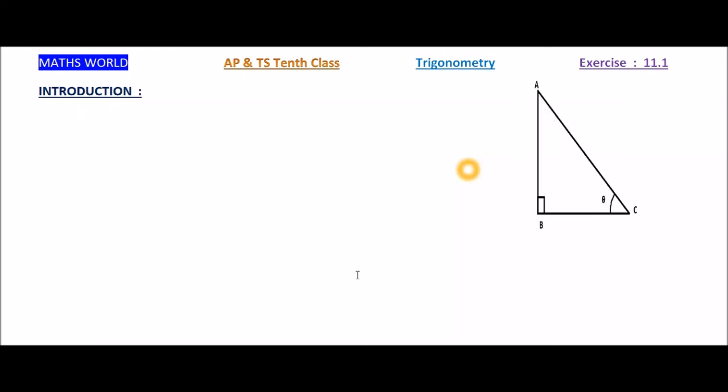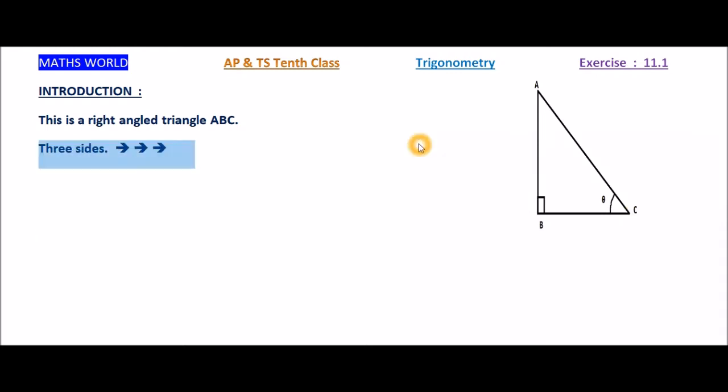What is this? This is a triangle ABC. This is a right angle triangle ABC. How can we call a triangle a right angle triangle? If any angle is 90 degrees, here angle B is 90 degrees. If any one of the angles is 90 degrees, then we can call the triangle a right angle triangle. So this is a right angle triangle ABC.